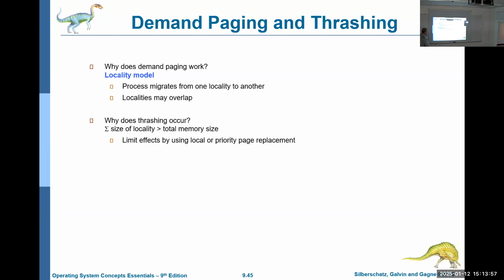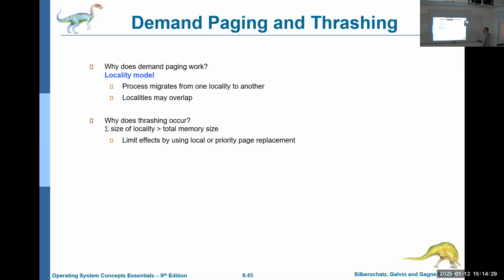So we can limit the effects of thrashing, or limit thrashing, by using locality or priority page replacement. The idea is that we're not going to prevent it. If the size of the locality is actually too big, then we're probably going to have thrashing. But our goal now is to figure out the locality of a program and not give it more than it needs, so that we'll have enough memory for everybody.